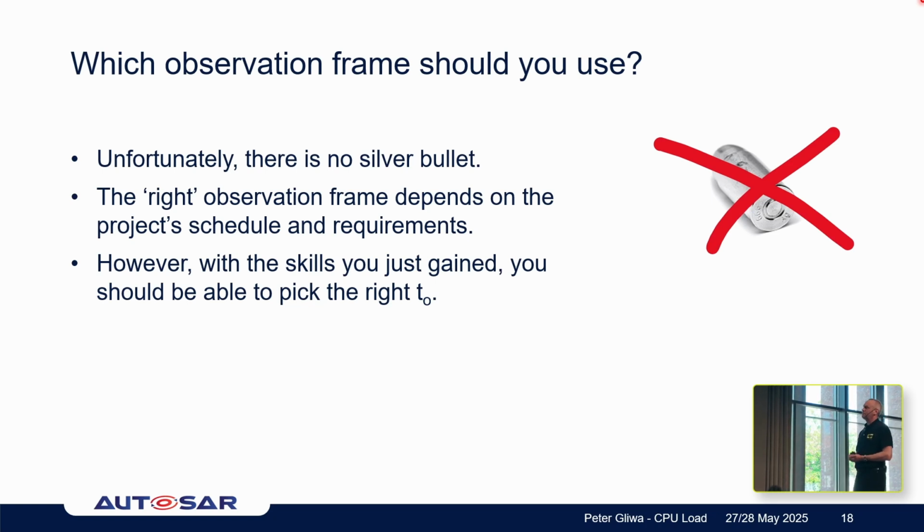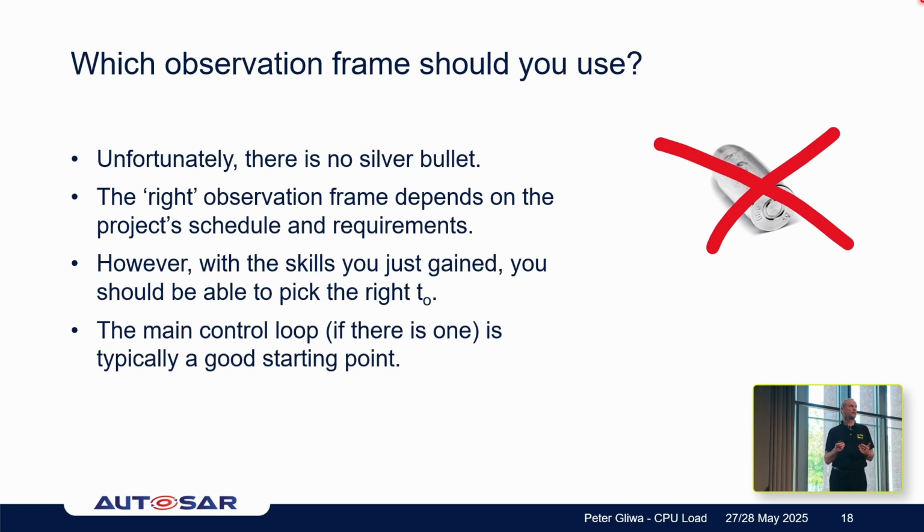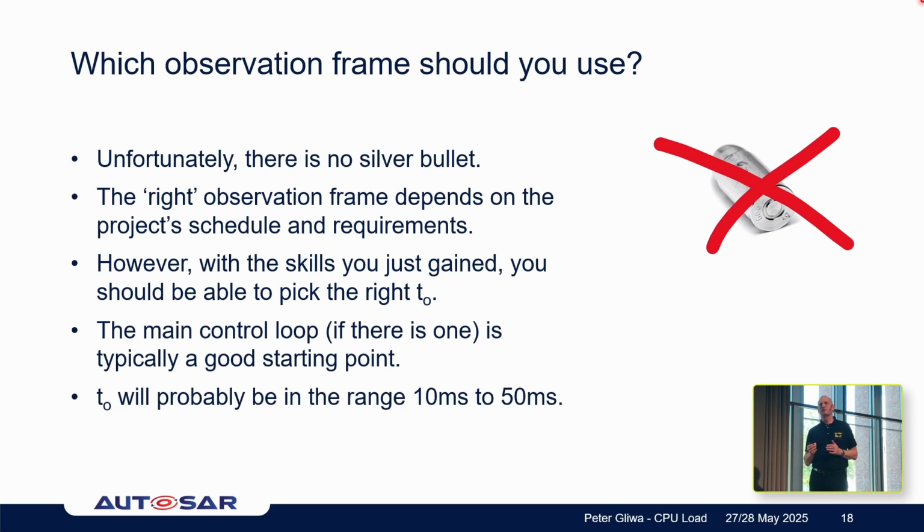Very often it's actually the main control loop, if there's such a thing in your ECU. The main control loop is a pretty good starting point. And then typically you will end up with values between 10 and 50 milliseconds probably. If it becomes much bigger, then I would question whether that makes sense. If it's much smaller, maybe it's a bit too critical. So this is, according to my experience, a range for a sensible TO.